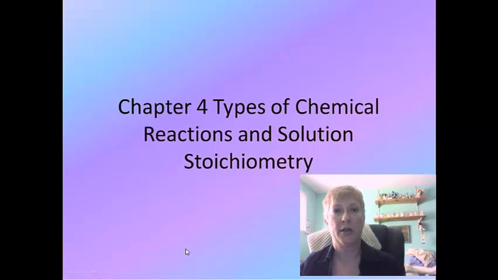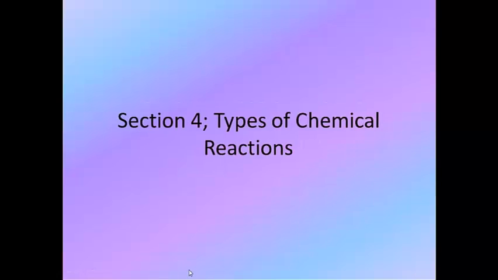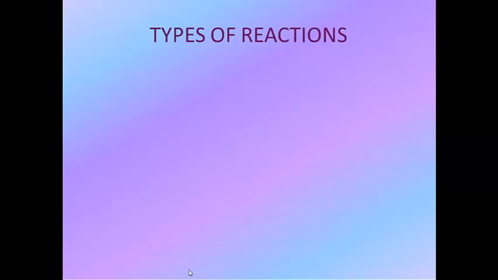All right, AP Chemistry, Chapter 4, Types of Chemical Reactions and Solution Stoichiometry. This is going to be Sections 4 and 5 of this chapter. Section 4 talks about the types of chemical reactions. Types of reactions.